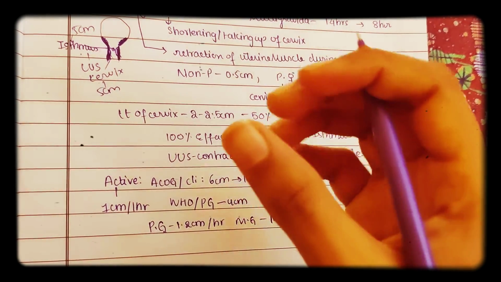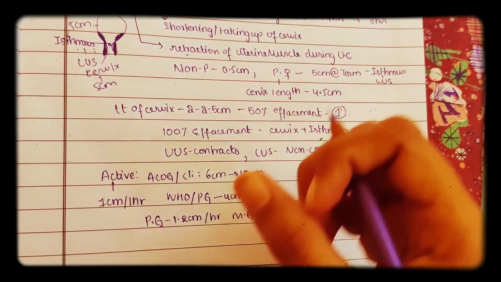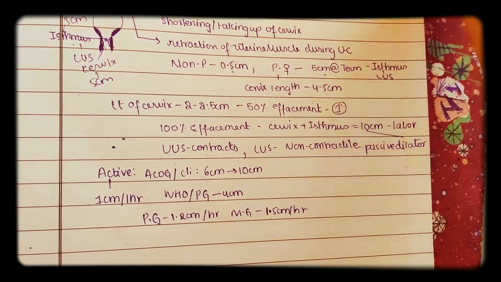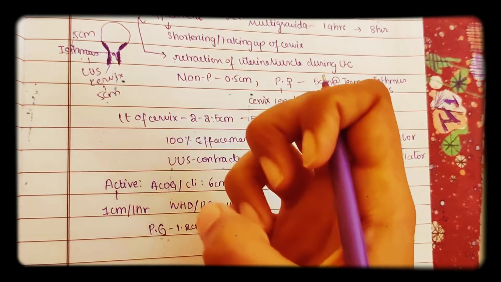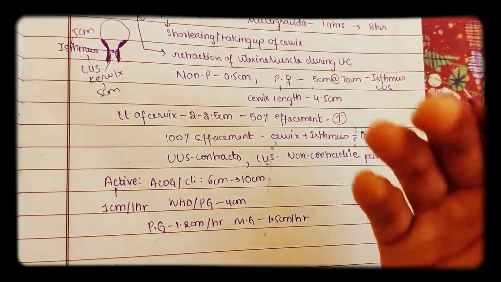Now coming to descent of the fetal head, which also occurs in the active phase, of course, because latent is just like a resting phase. Okay, so in the active phase everything will occur. In the primigravida the head will be moving about 1 centimeter per hour, in multigravida 2 centimeters.